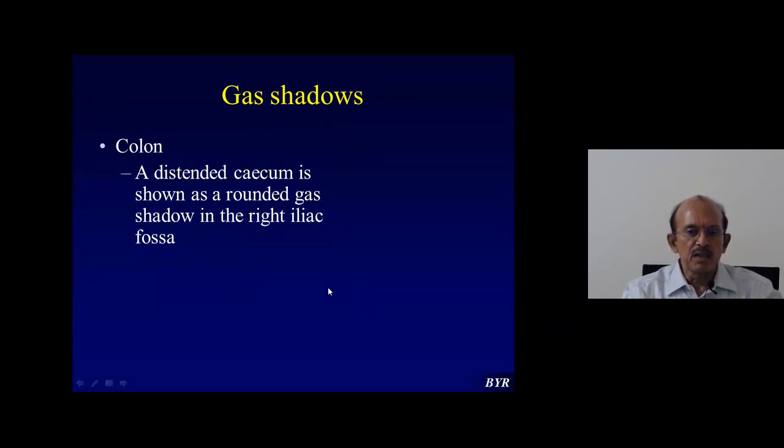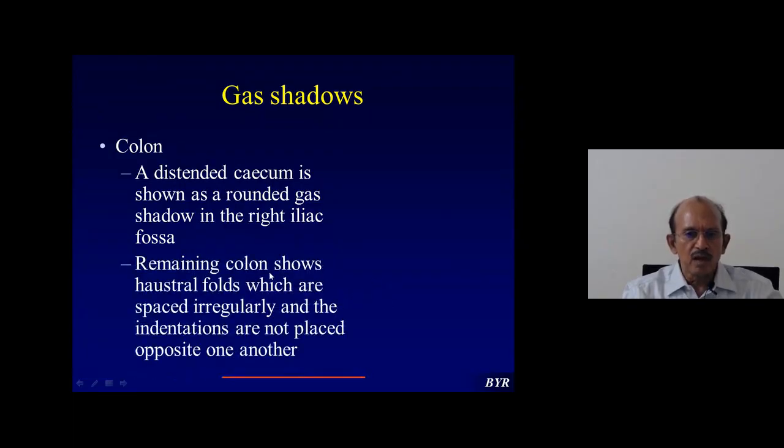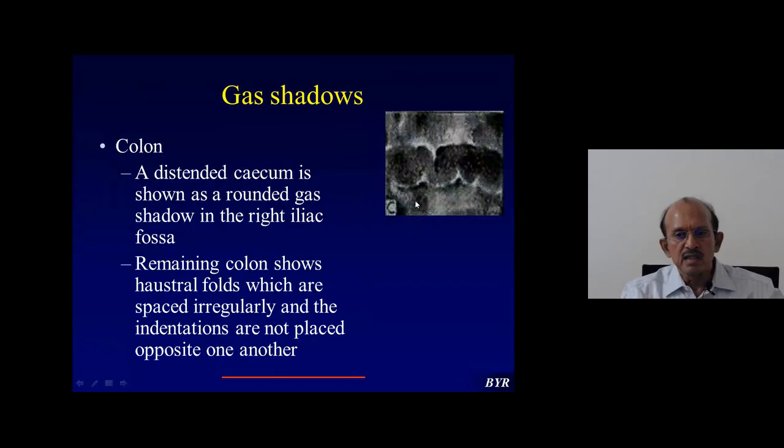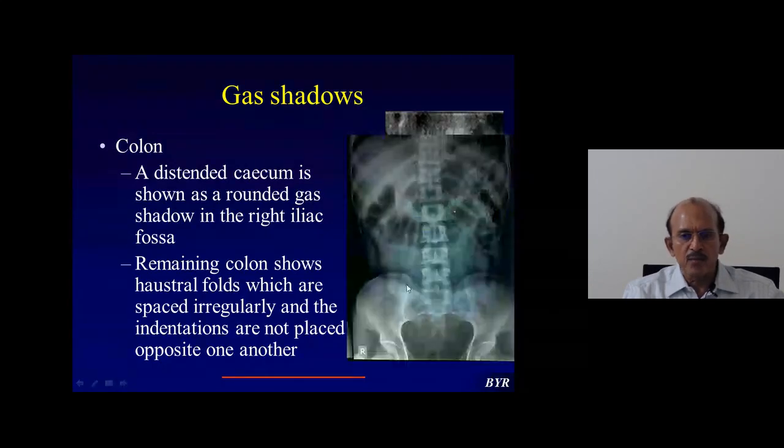A distended cecum is shown as a rounded gas shadow in the right iliac fossa. The remaining colon shows haustral folds, which are spaced irregularly, and the indentations are not placed opposite one another. So this is the colon shadow. There is indentation by a septum, and this doesn't come to the other border. And this indentation is not present opposite this. So they are not opposite to one another, and the indentations don't cross to the other side.